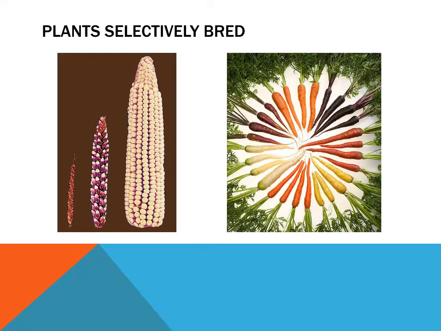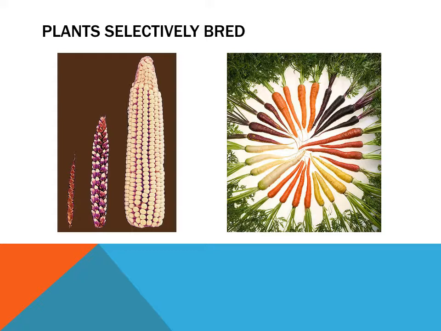Now, plants have also been selectively bred. If you look at the corn here. Corn was never the size it is today. Corn used to be very tiny, as you can see over here on the left. And by deciding which corn to reproduce for the next year to make seeds, we selected the corn with the bigger husks or the bigger kernels and reproduced those year after year until our corn became larger.